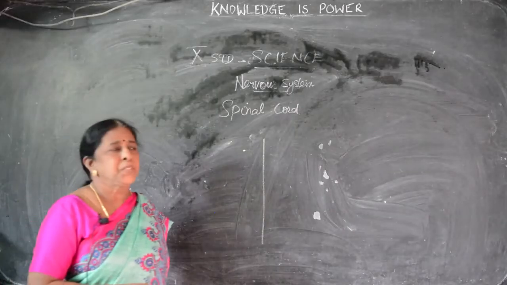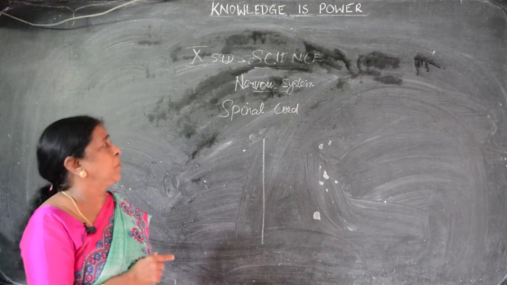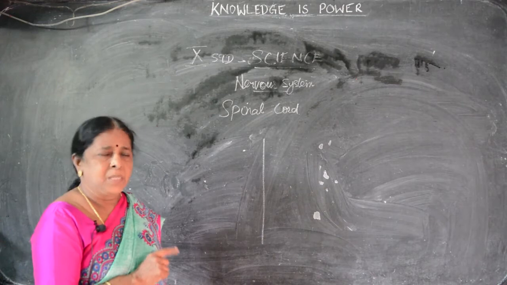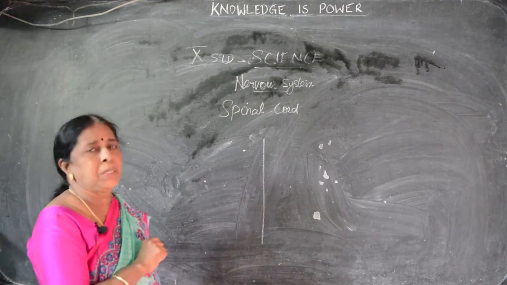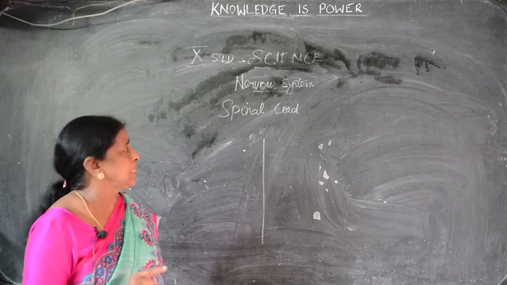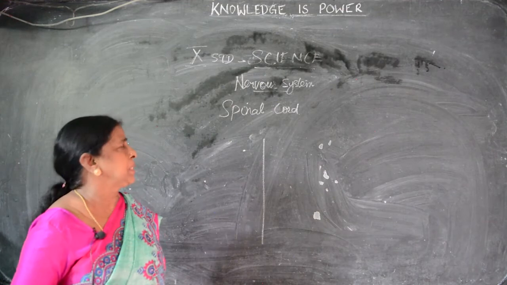And children, let me continue. In the previous class we have seen the nervous system. Before that I said what the nervous system is. It's made up of millions of neurons. Neuron is the basic unit. And the human nervous system consists of three parts, I said: central nervous system, peripheral nervous system and autonomous nervous system.